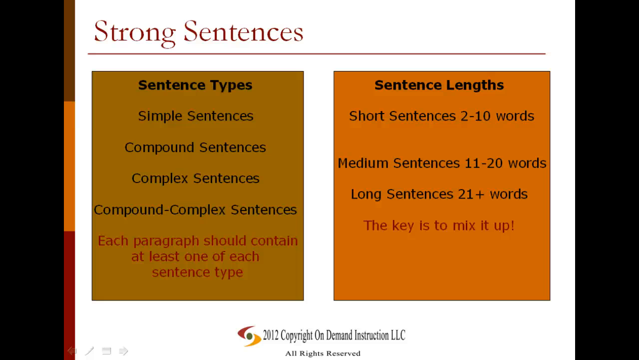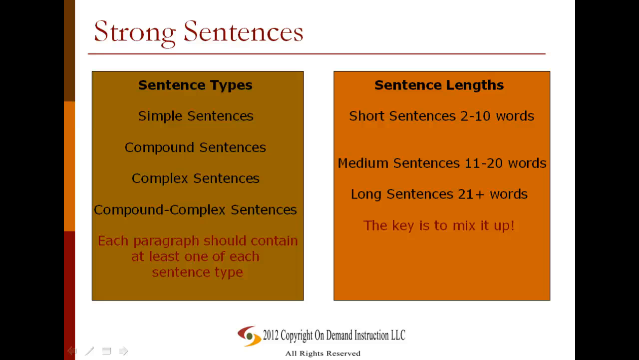So let's take a look at some examples here of strong sentences. What you want is a combination of different sentence types and different sentence lengths. For different sentence types, you're looking at simple, compound, complex, and compound complex sentences. Those are your 4 different types, and what you want to do is use a combination of those in each of your paragraphs.